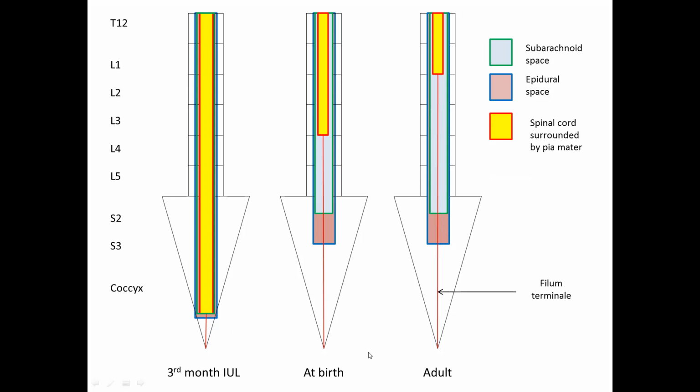You see this in all three stages. So remember this, that the spinal cord grows slower than the vertebral column. Because of that, the meningeal layers finish at different levels, and the spinal cord ends at different levels at different stages of development.